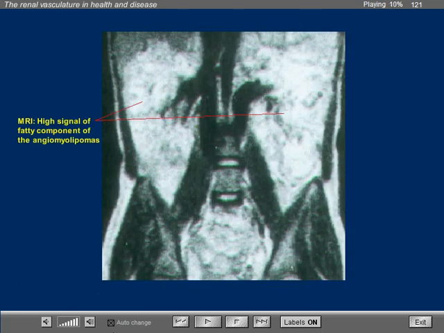This is a coronal MRI of the retroperitoneum showing the bilaterally enlarged, distorted kidneys with the bright signal of fat in bilateral angiomyolipomas of a patient who had tuberous sclerosis.